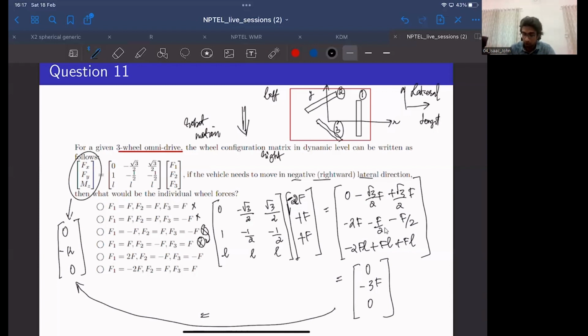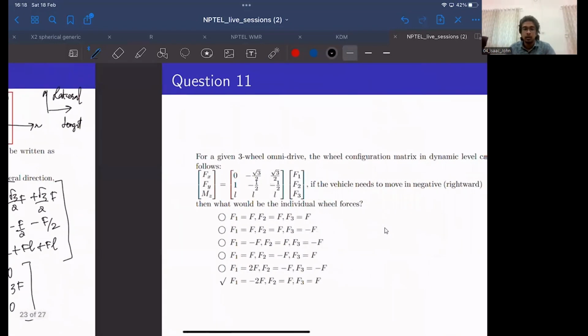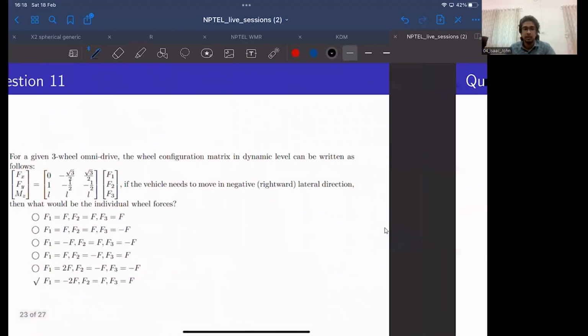Right, so our right combination would be minus 2f, f and f. Our right combination of wheel forces would be minus 2f plus f plus f. So in that regard, our correct option would be the final option, option E. Yeah, that is the correct option.